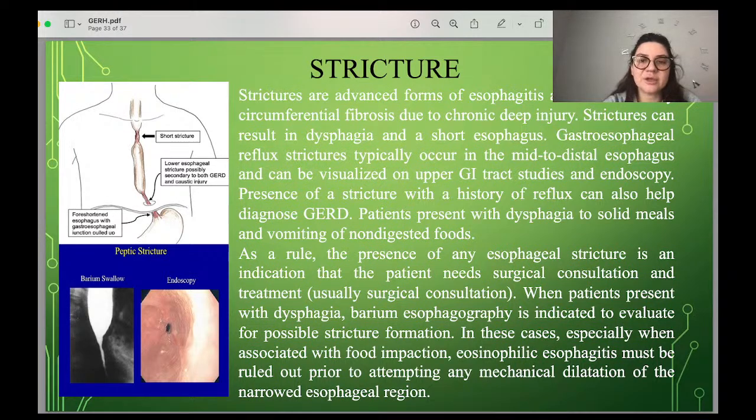Patients present with dysphagia to solid meals and vomiting of non-digested food. As a rule, the presence of any esophageal stricture is an indication that the patient needs surgical consultation and treatment. When patients present with dysphagia, barium esophagography is indicated to evaluate for possible stricture formation. In these cases, especially when associated with food impaction, eosinophilic esophagitis should be ruled out prior to attempting any mechanical dilation of the narrowed esophageal region.